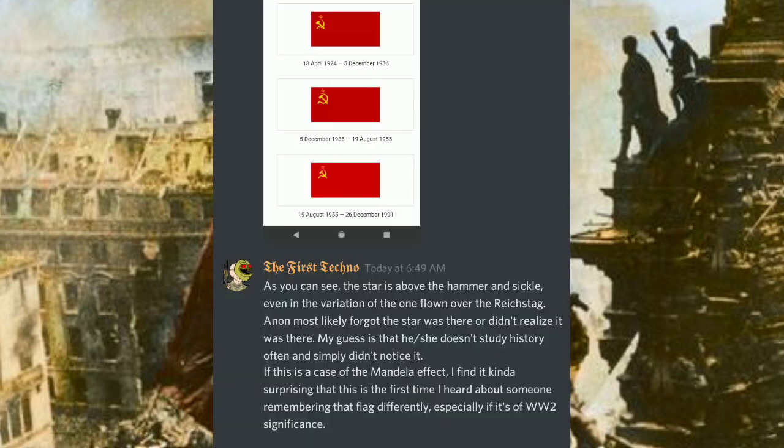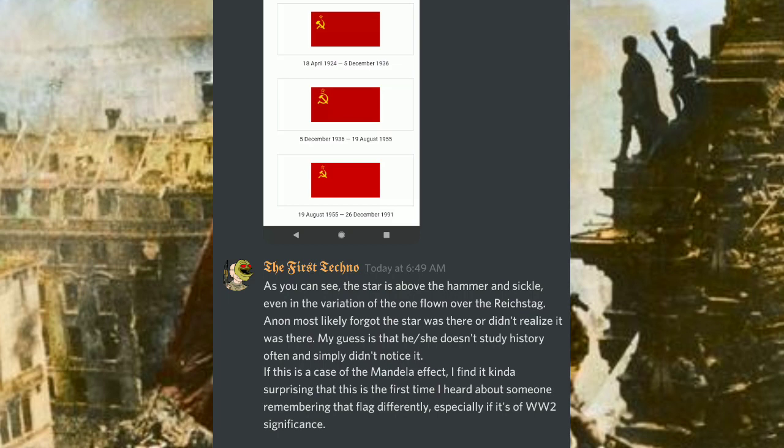As you can see, the star is above the hammer and sickle, even in the variation of the one flown over the Reichstag. Annan most likely forgot the star was there, or didn't realize it was there. My guess is that she doesn't study history often and simply didn't notice it.